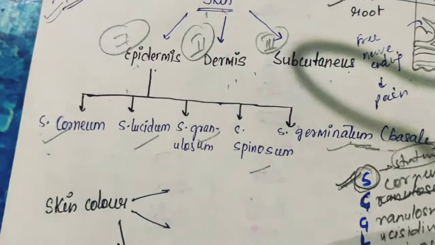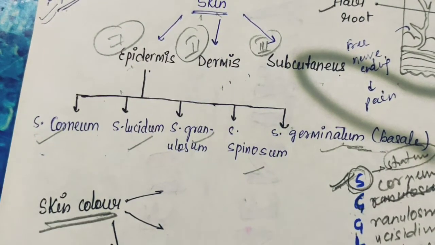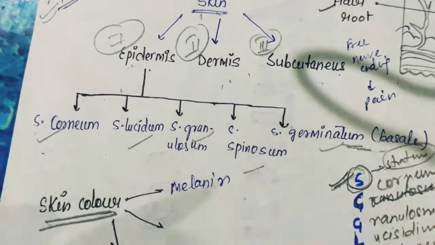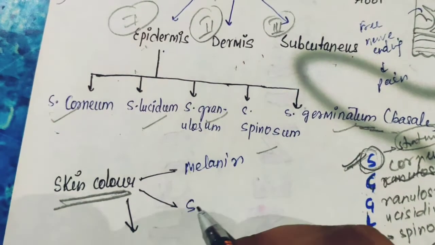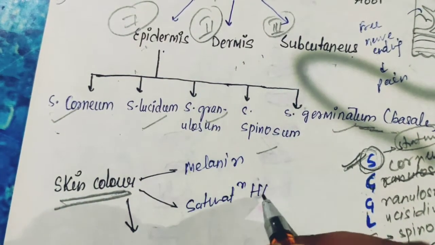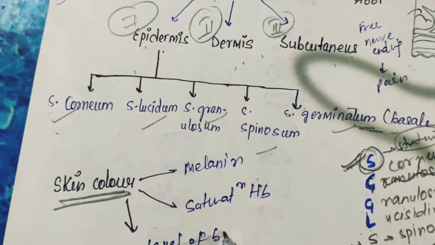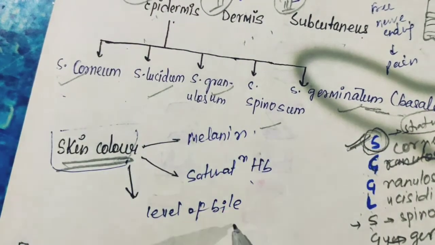Next is our skin color. How does skin color get affected? We have basically 3 things. First is melanin, I will discuss it one by one. Second is the saturation of Hb, that is hemoglobin. And last is the level of bile. So our skin color depends on these 3 things.